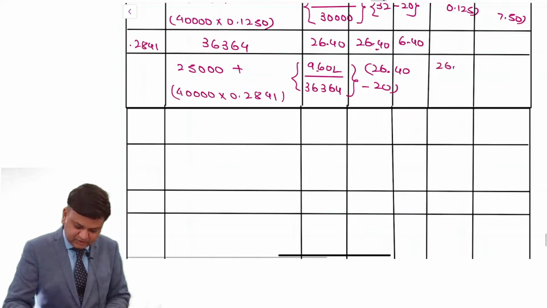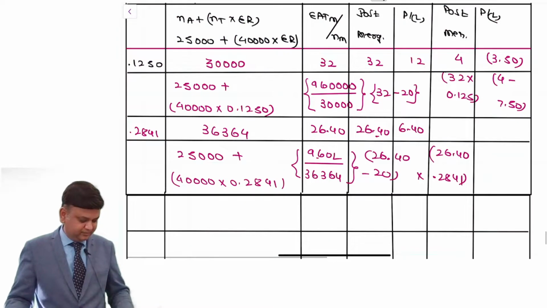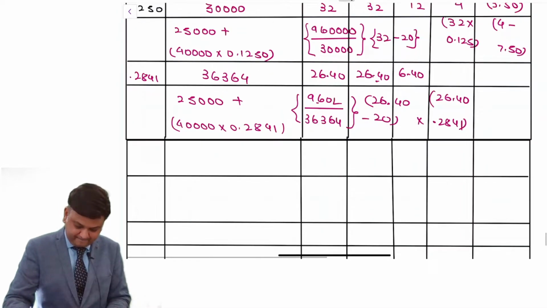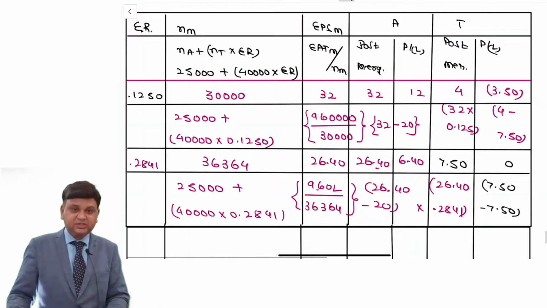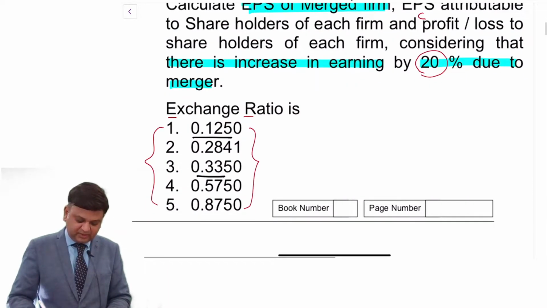Then over here, 26.40 into exchange ratio 0.2841. That comes to 7.5. Earlier it was again 7.5. So there is a situation of no profit, no loss. Next it is 0.335.